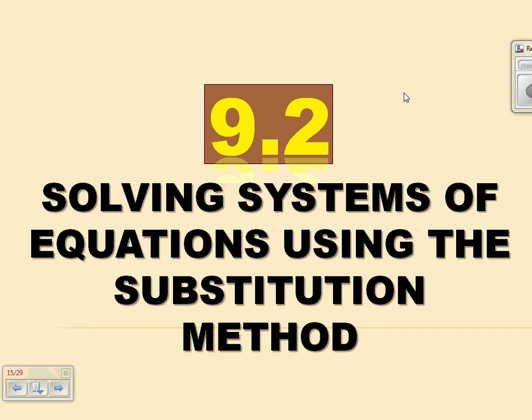So today's lesson, or what we did in the second half of yesterday, is 9.2, solving systems of equations using the substitution method. This method, a lot of people like better. It's a lot more accurate and it takes a lot less steps because you don't have to do any graphing.